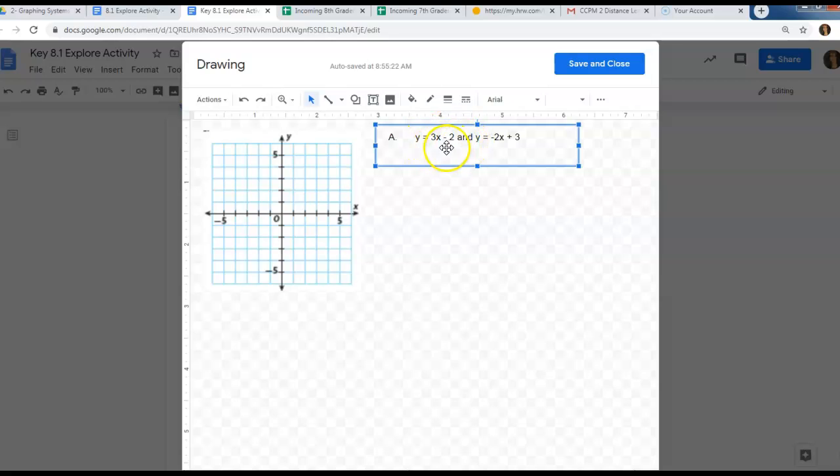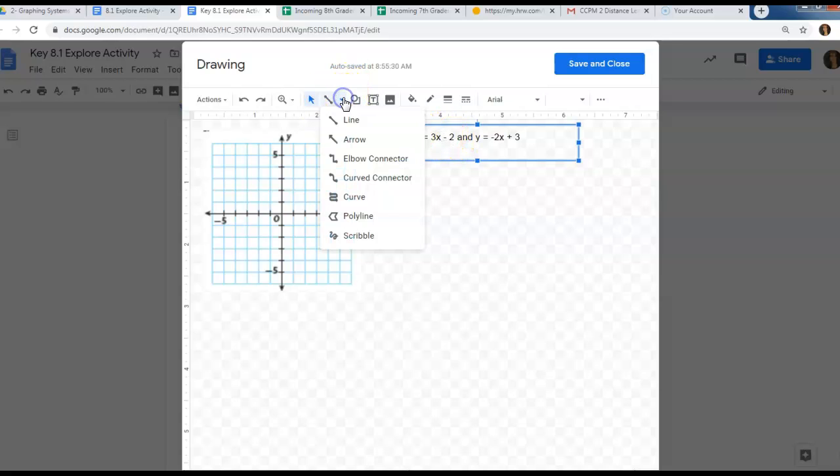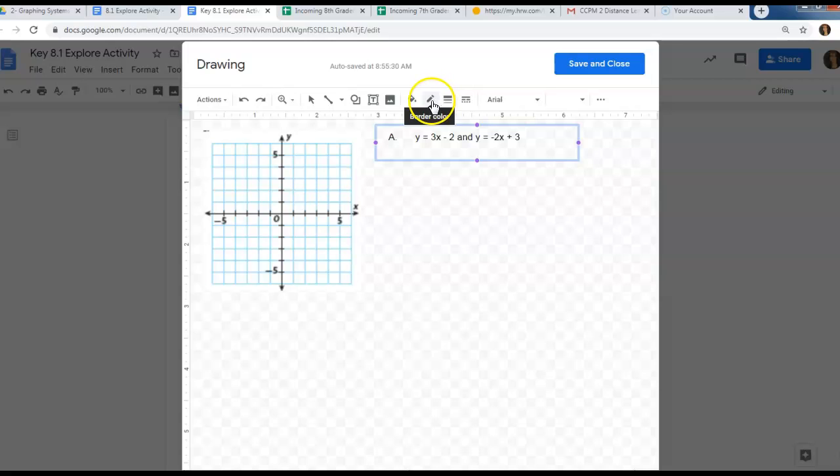So I'm going to start graphing this one first. And the y-intercept is negative 2. So I'm going to make a line. I'm going to try a black first. So the y-intercept is negative 2. This is the y-axis. This is 0, 1, 2. Negative 2 is right there. And the slope is 3.